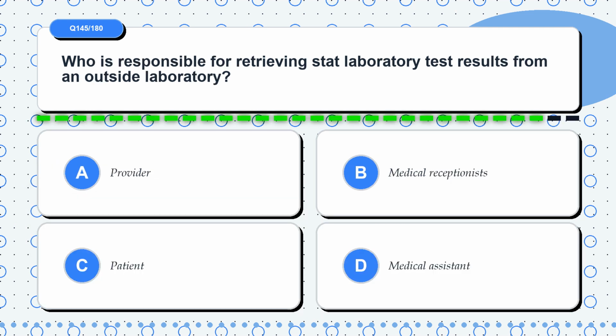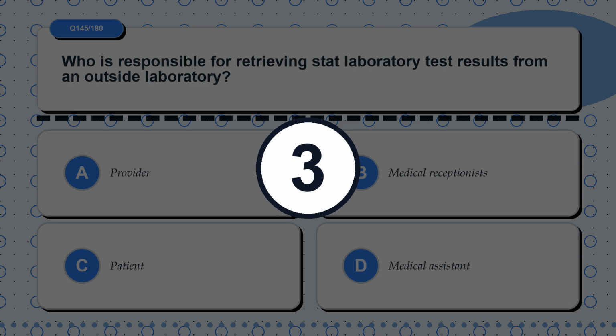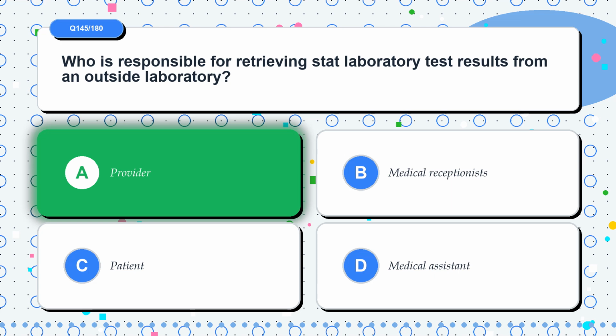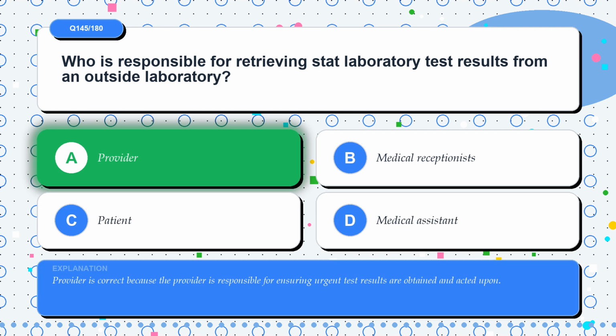Question 145. Who is responsible for retrieving stat laboratory test results from an outside laboratory? Here are the options. Option A, provider. Option B, medical receptionists. Option C, patient. Option D, medical assistant. The correct answer is option A, provider. Provider is correct because the provider is responsible for ensuring urgent test results are obtained and acted upon.